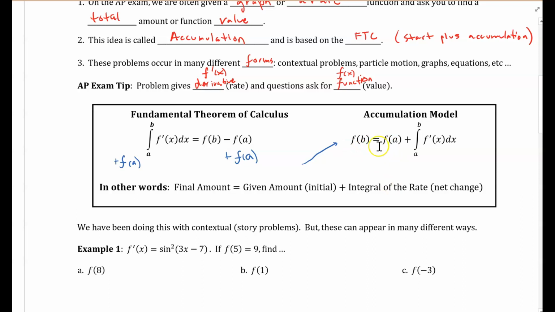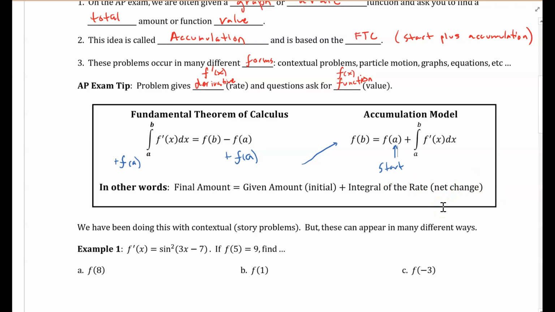The function value f of b is equal to some function value at a, generally comes before, and we're going to then add the integral from a to b, from your starting value. I'm going to write start right here. This is where you start. And I'm going to integrate from a to the desired value, where you end at f of b, of that rate. And this will give you the final amount, the total amount, the net change amount. So the final amount is equal to the given amount, what you start with, your initial value, plus the integral of the rate.